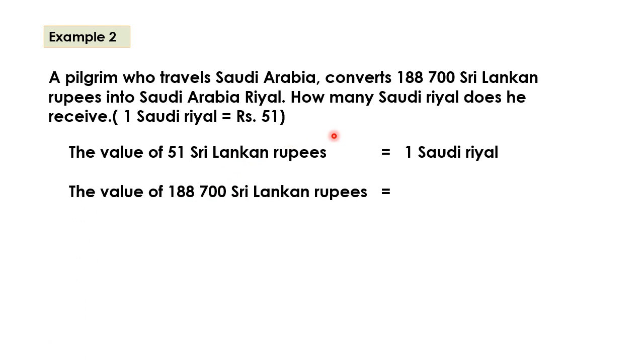Then 188,700 rupees is equal to how many Riyal? So we should divide 188,700 by 51 to find out how many 51s there are in 188,700. So when you divide, the answer is 3,700 Saudi Riyal. So this person will get 3,700 Saudi Riyal.